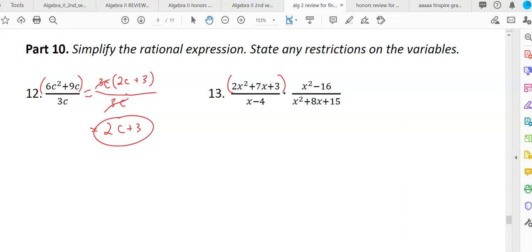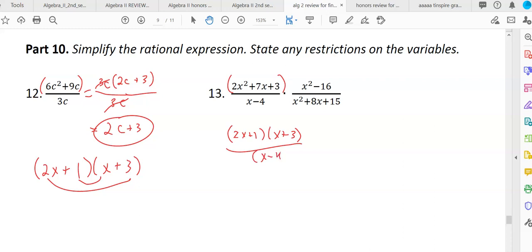So you could guess and check it. 2x and x, 3. I think this might be 3 and this one might be 1, I'm guessing. And this is plus and this is plus. That adds up to 1x and 6x. That does work. So it does factor 2x plus 1 times x plus 3 all over x minus 4. And then times x plus 4, x minus 4. That's an easy one.